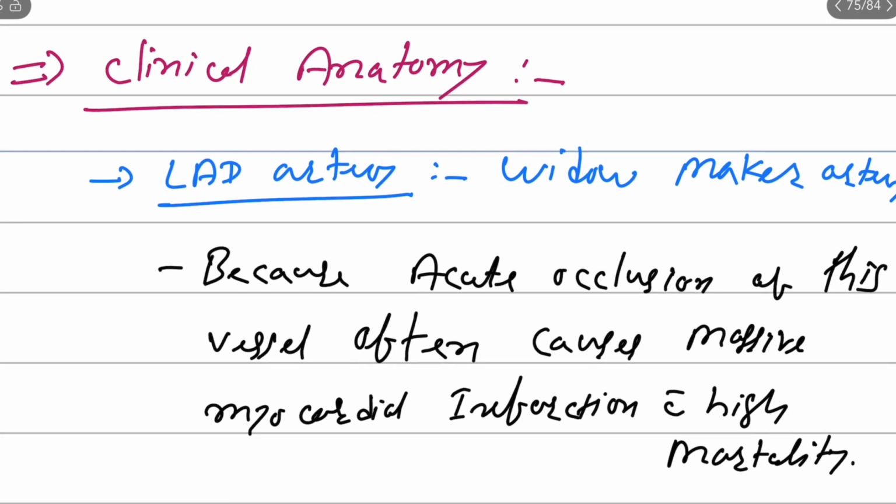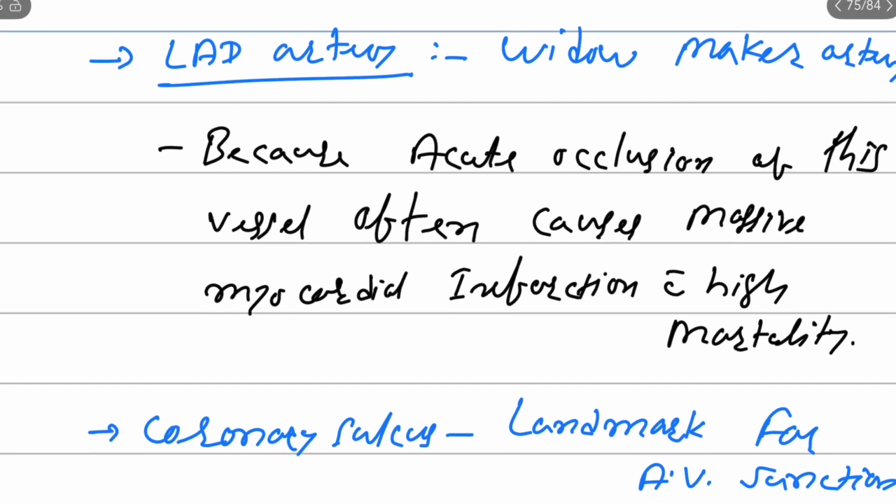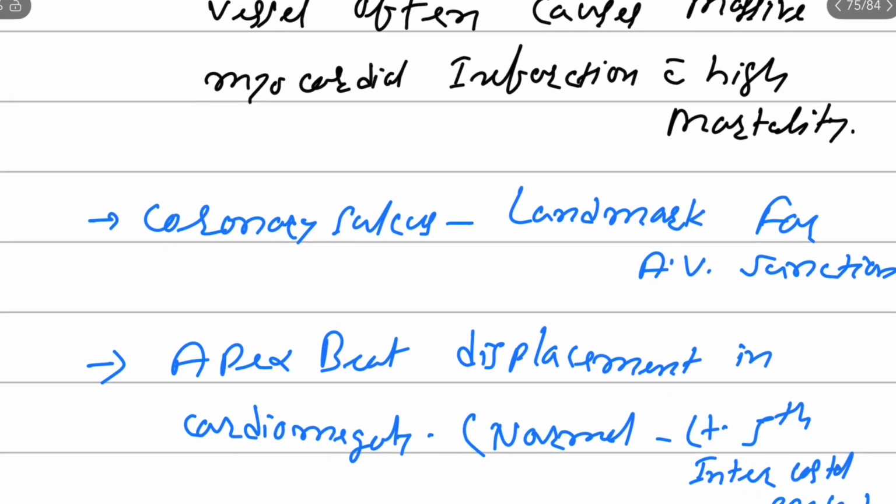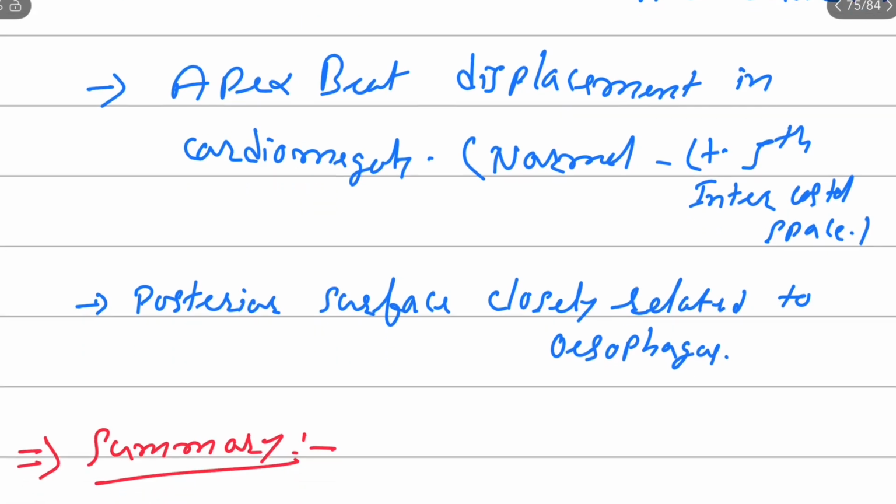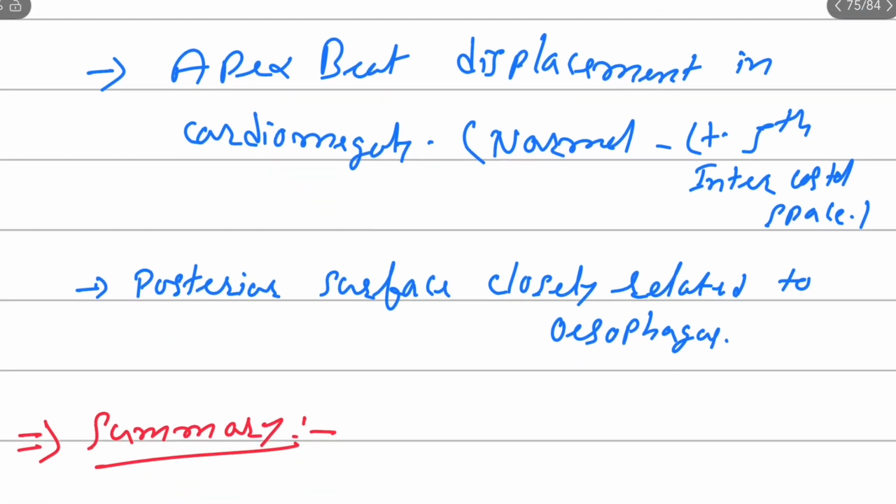The clinical anatomy of external features of the heart. Left anterior descending artery is also known as the widowmaker artery because acute occlusion of this vessel often causes massive myocardial infarction that leads to high mortality. Coronary sulcus is also a landmark for the AV junction. Apex beat displacement in cardiomegaly; normal is in the left fifth intercostal space. Posterior surface is closely related to the esophagus.